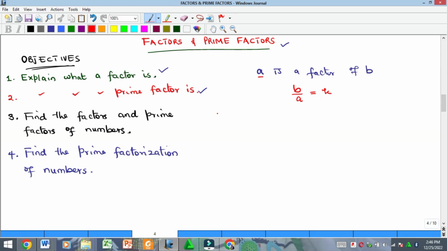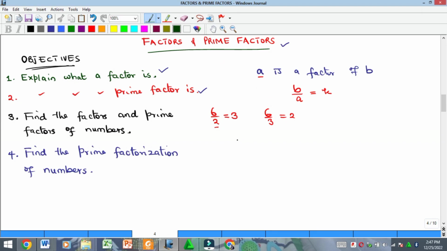Now, for instance, we know that 6 can be divided by 2, and then you will get 3 without any remainder. So you say that 2 is a factor of 6. And we also know that 3 can also divide 6 and give us 2. Therefore, 3 in itself is also a factor of 6. And then there are other examples. Okay, so now what about prime factors?